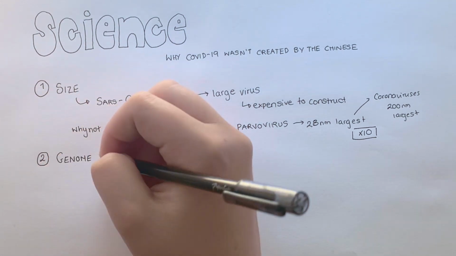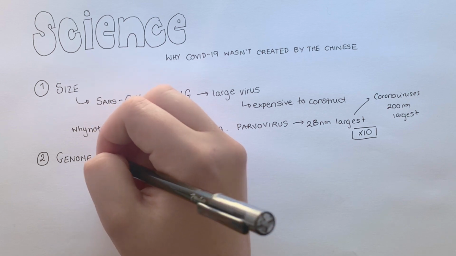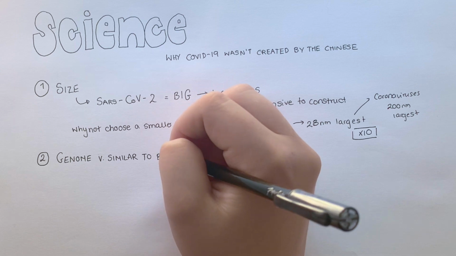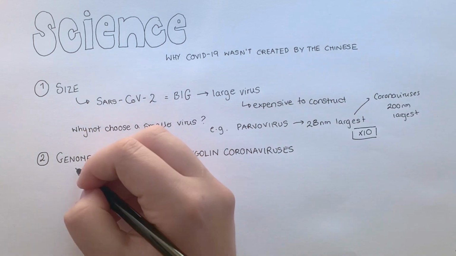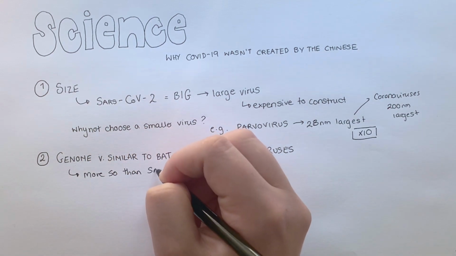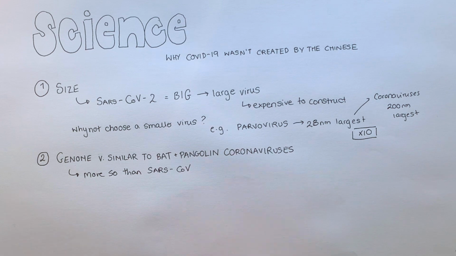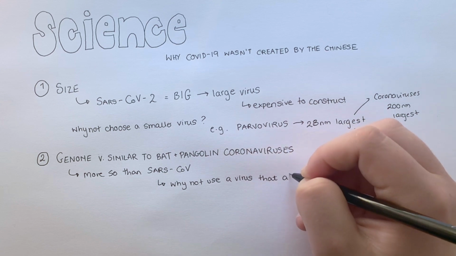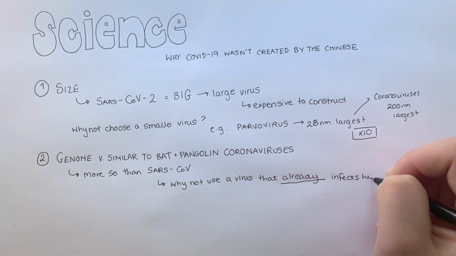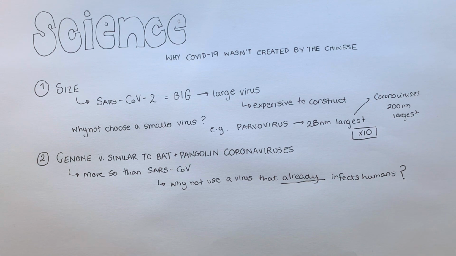Secondly, the genome. So the genome is the manual for making the virus itself. Very similar to coronaviruses seen in bats and pangolins. So you will have heard on the news that this probably came from a pangolin. Didn't know what a pangolin was before this. I now do know. And this is why they think it came from a pangolin. But if they were to have constructed this in a lab, they would have used a virus that already infects humans because it would be cheaper and faster. Again, another economic reason as to why this wasn't going to be a manufactured virus.